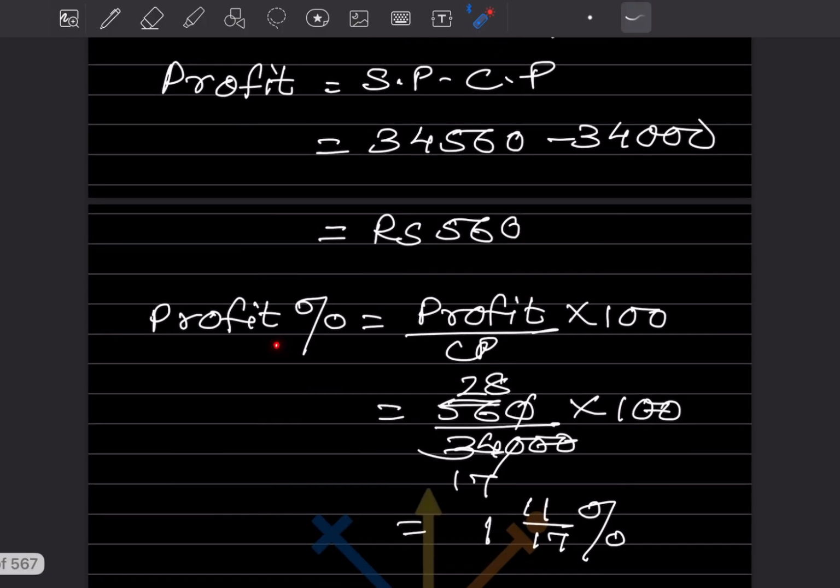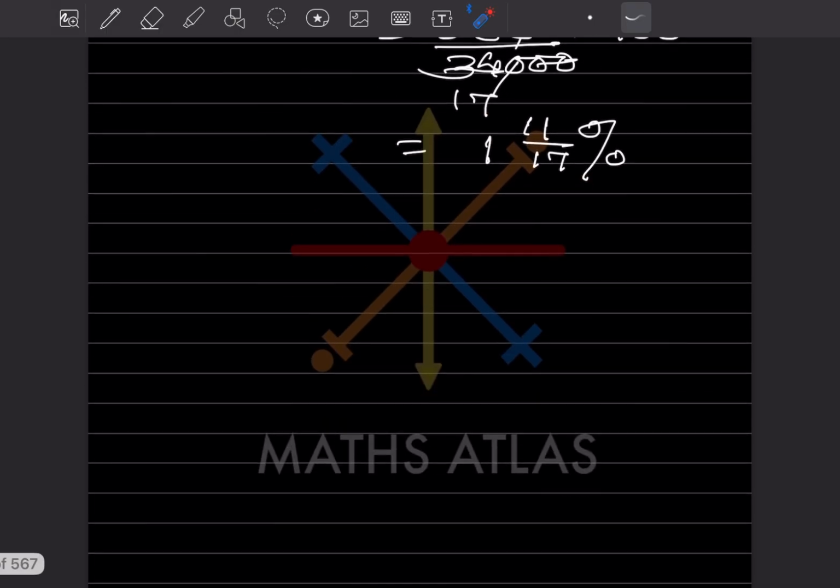We want a percentage. Profit percentage, you have to use this formula. Profit 560, cost price 34,000, into 100. So the answer after simplifying is this one.